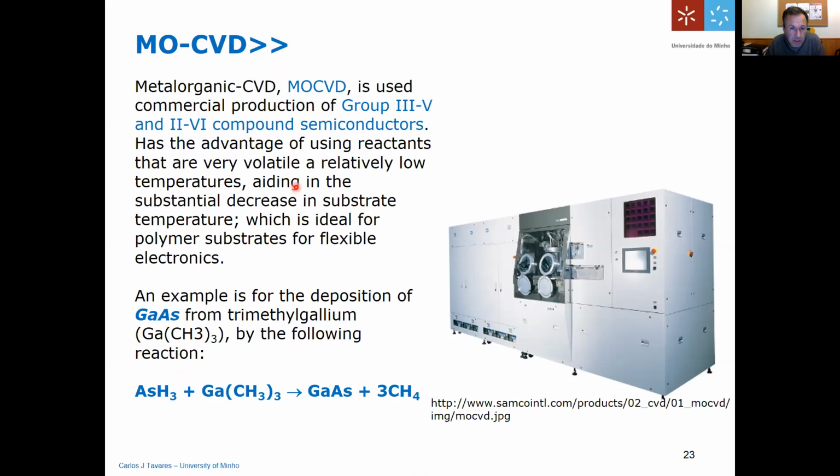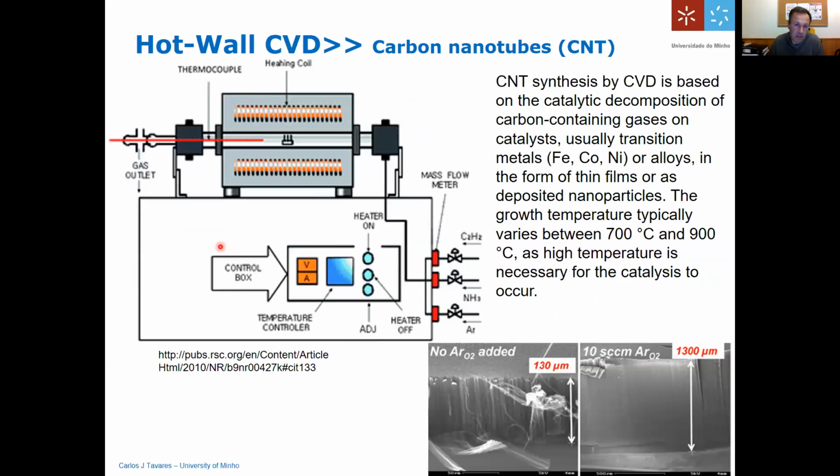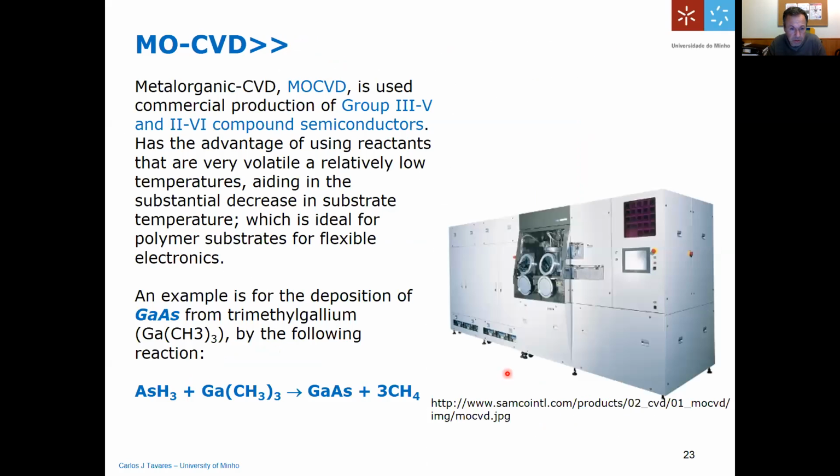It's ideal, for example, for the deposition on polymer substrates, because if you do CVD on polymer substrates at very high temperatures, then you will destroy the substrate. For example, it's unthinkable to put polymers in this process, or in other processes which are very energetic, because you will destroy the polymer.